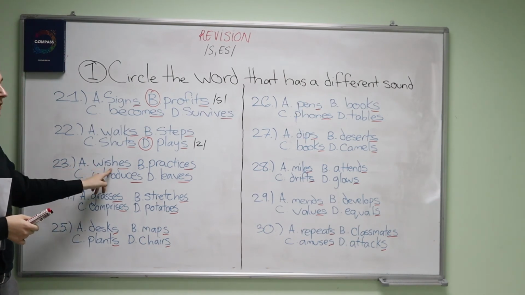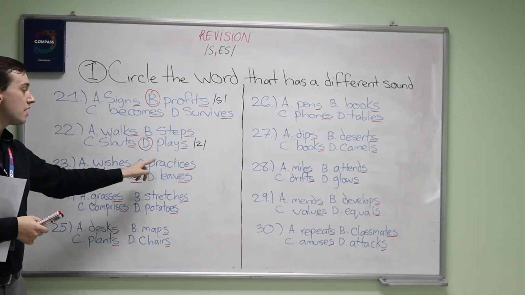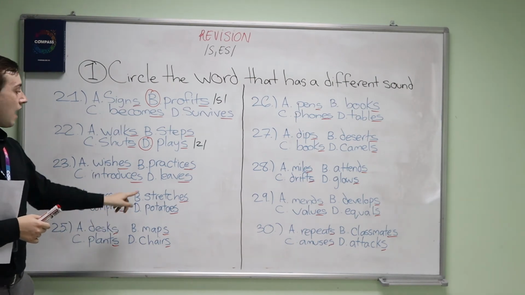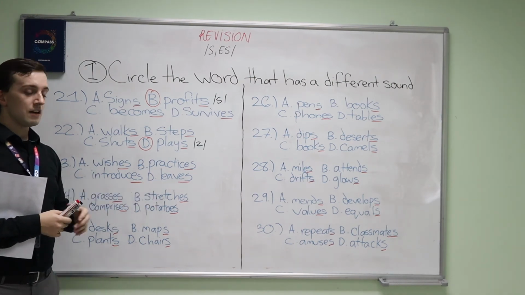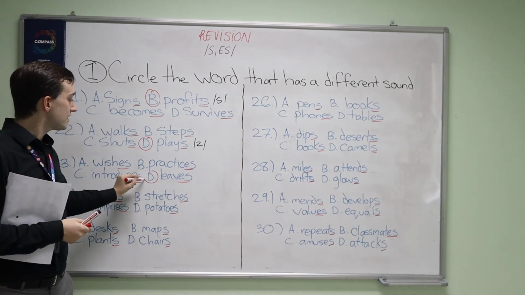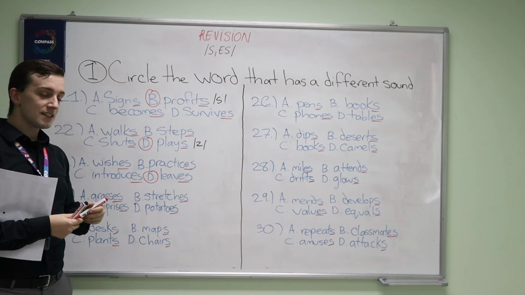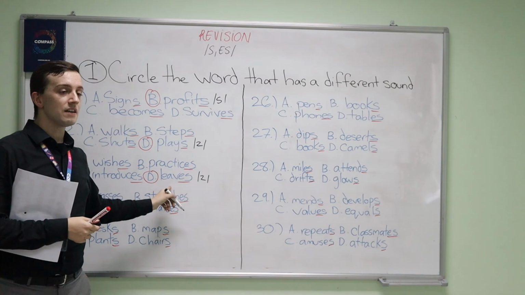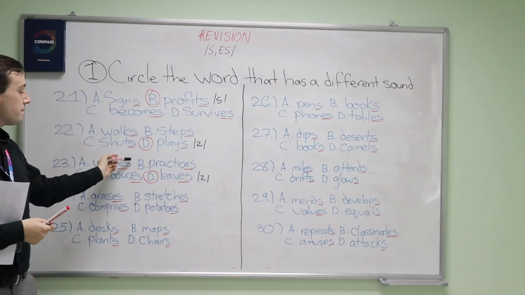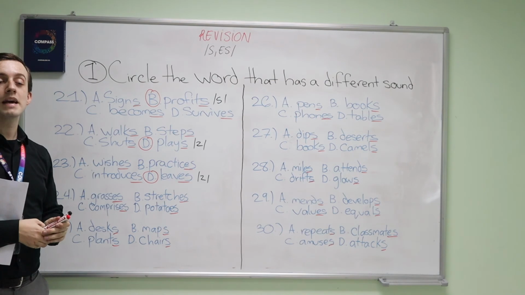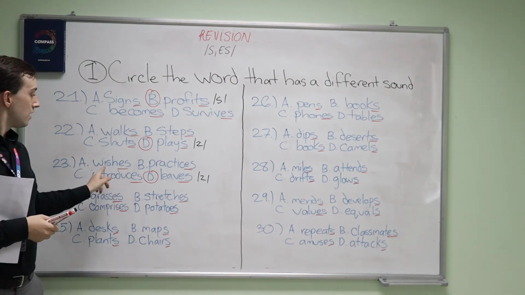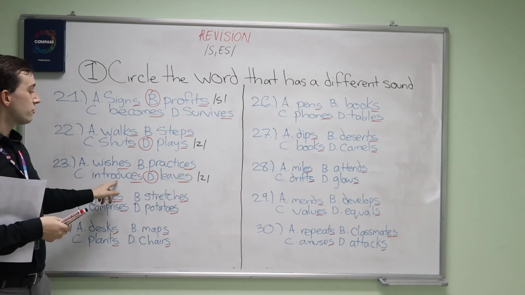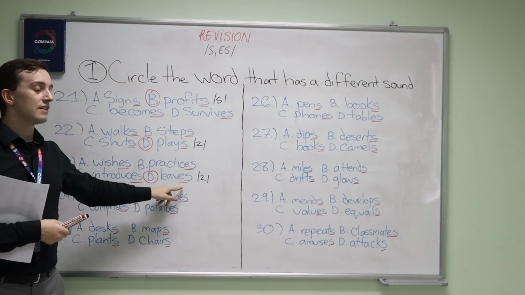Alright? Now, continue with 23. A is wishes, B, practices, C, introduces, and D, leaves. D is the different pronunciation word. ES in leaves makes the sound Z, leaves. But in A, B, and C, ES makes the sound is. Wish is, practice is, introduce is, and leaves.